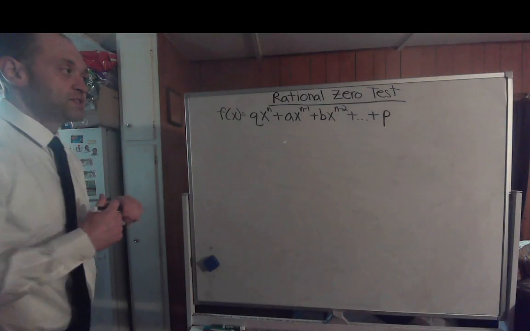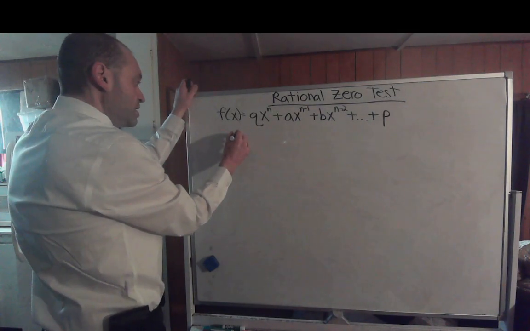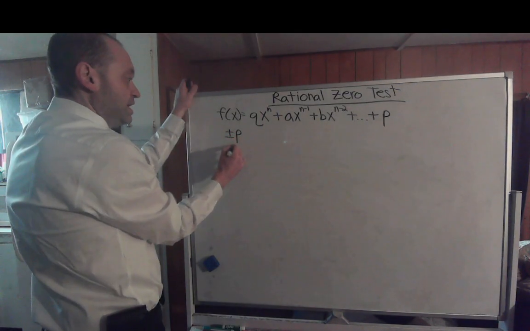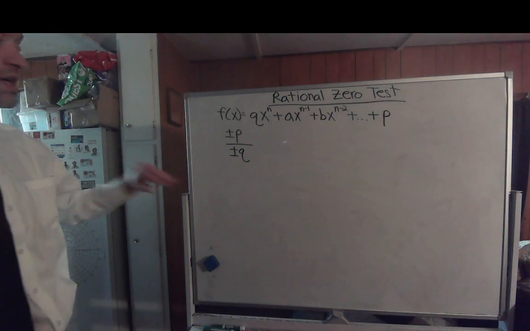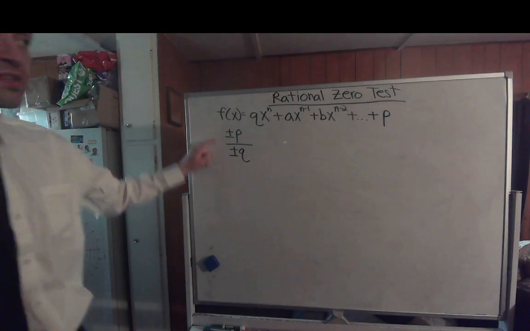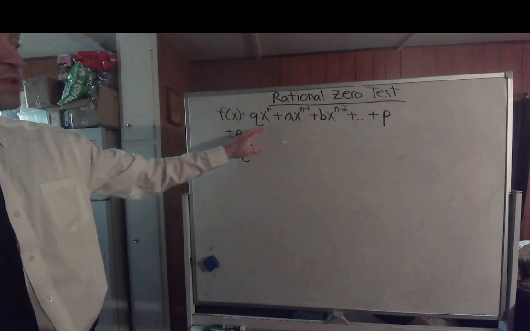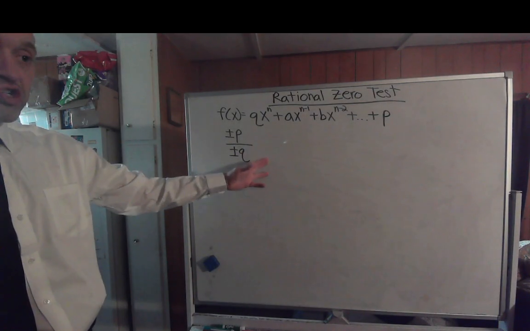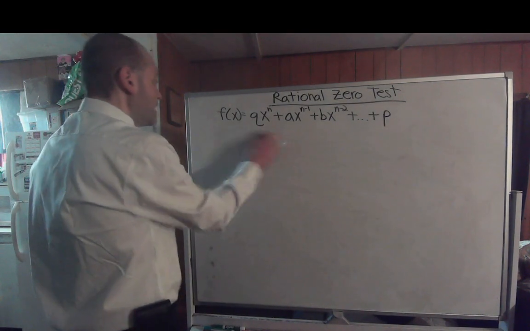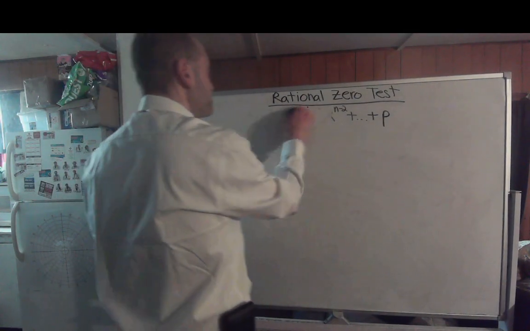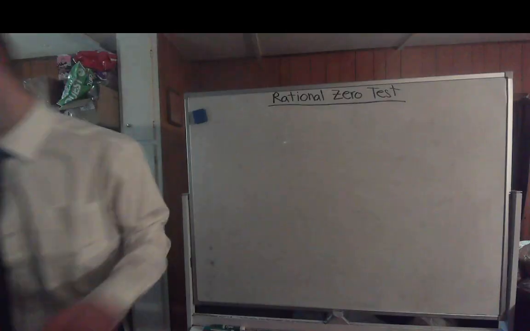To find the possible real zeros, you take that p, you actually take plus and minus p over plus and minus q. So you're going to take the positive and negative factors of your constant term divided by the positive and negative factors of your leading coefficient, and the fractions you get will be your possible real zeros. So let's go ahead and try to solve some of these.